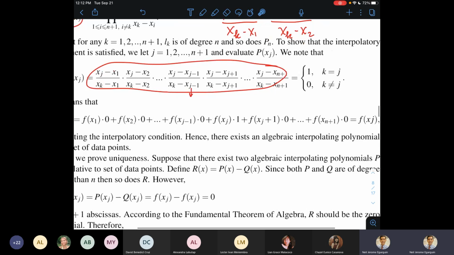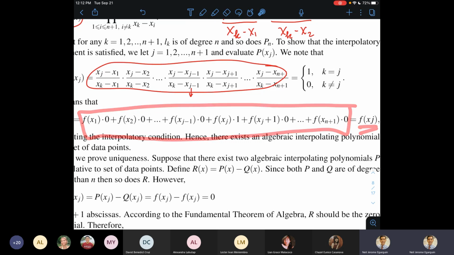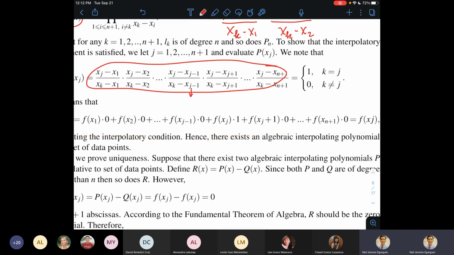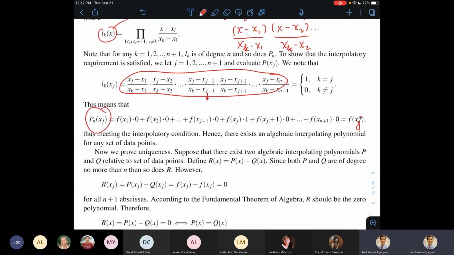So laging Lagrange polynomial or Lagrange basis polynomial ay nagiging 1 lang kapag kay xj. So kaya siya lang yung magkaka-non-zero multiplier, and then when you sum these things up, you'll get f of x sub j. So dapat to ay subscript. So let's change it to subscript. And that's it. P sub n of xj is equal to f of xj. And this is true for all j from 1 to n plus 1. So therefore, the interpolatory requirement is satisfied. Okay?